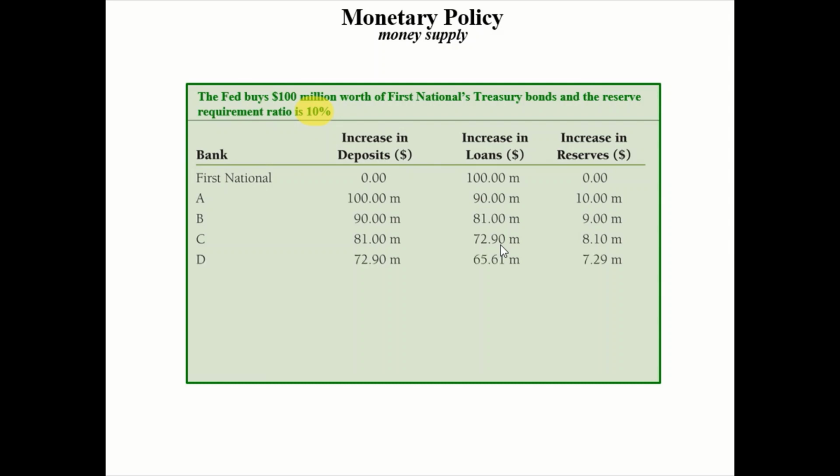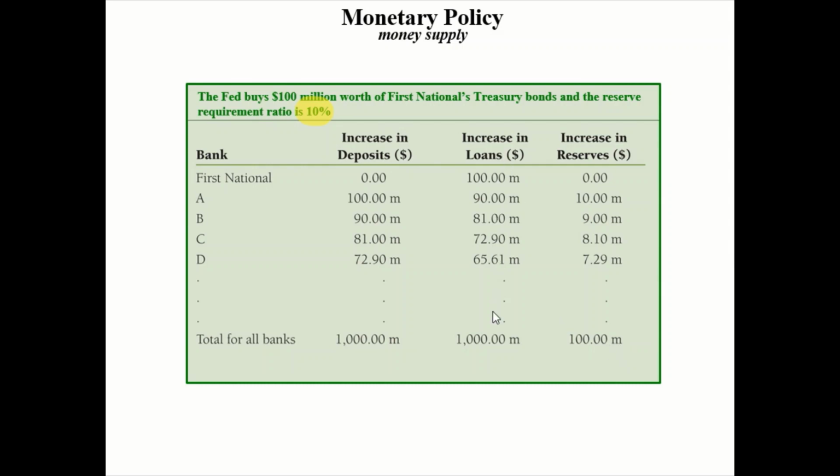When that loan is lent out to somebody, that somebody or something has that money deposited into its checking account in Bank D. Bank D has to keep $7.29 million on reserve. It can't lend out 7.29 by law, but it can lend out the difference, or 90% of 72.9, which is 65.61. Now this continues into infinity. And it just so happens that when you add up this column, it will sum to 1,000 million or $1 billion, right?